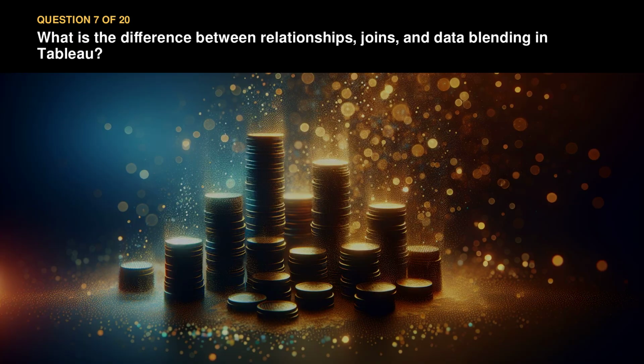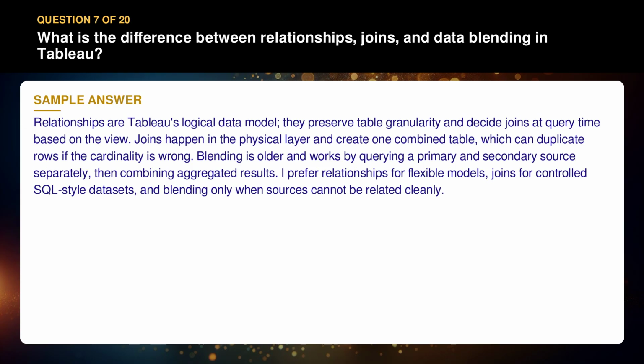Question 7. What is the difference between relationships, joins, and data blending in Tableau? Relationships are Tableau's logical data model. They preserve table granularity and decide joins at query time based on the view. Joins happen in the physical layer and create one combined table, which can duplicate rows if the cardinality is wrong.